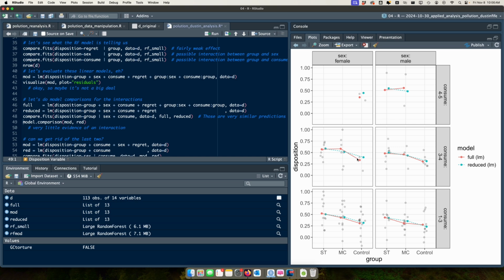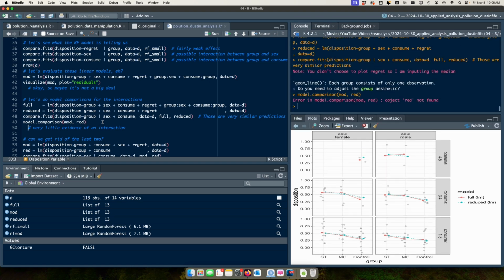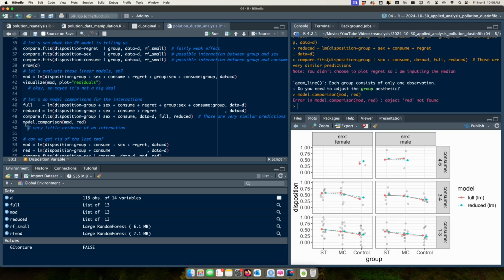I mean, the biggest difference I see is in this panel right here for consumption 3 to 4 in females under the control group. But even that's not that big of a difference. So I'm gonna guess that we don't need any interactions. And just to give myself another source of evidence, I'm going to compare those. I don't know why those models weren't the same.